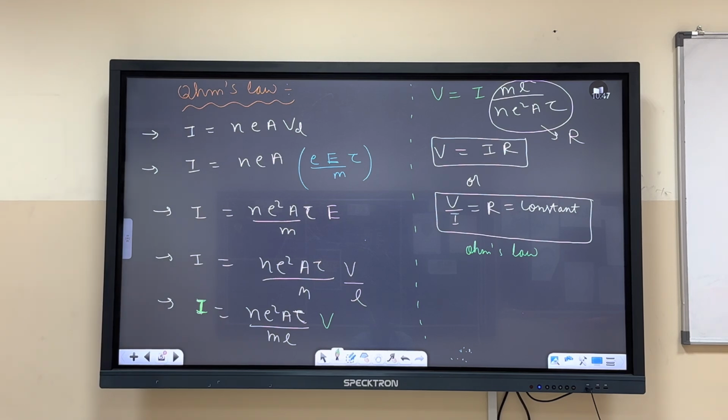We did nothing. I equals to nAeVd. We just derived it. Put Vd, which was drift velocity, in its basic formula, eτ/m. After that, write down the electric field in terms of potential difference, V by L. Now you have two characters emerging, I and V.